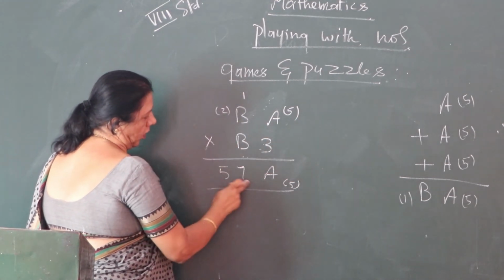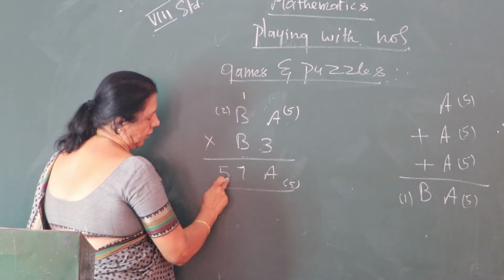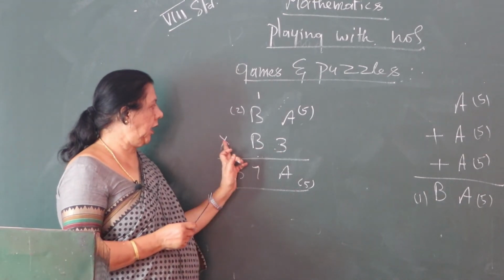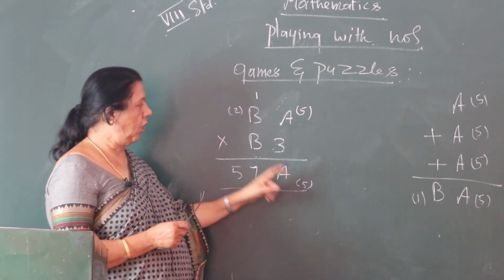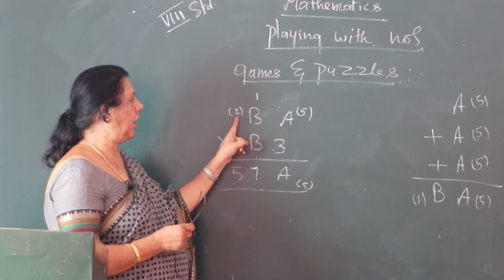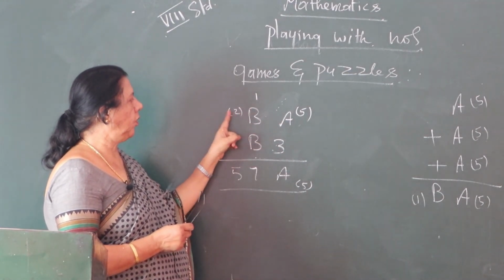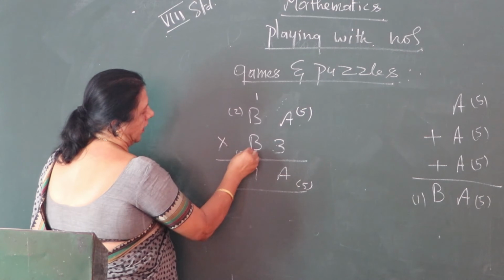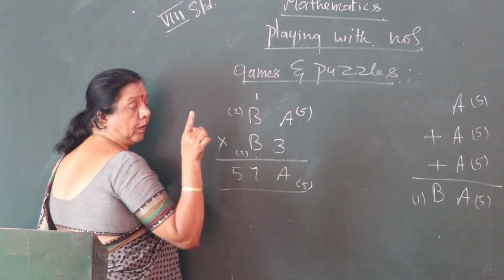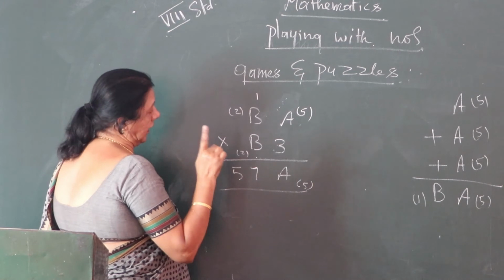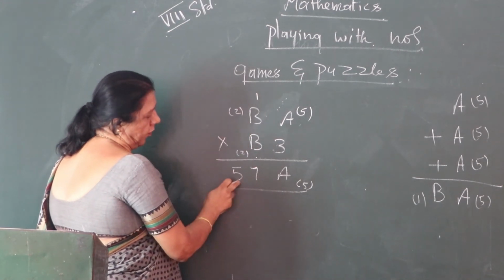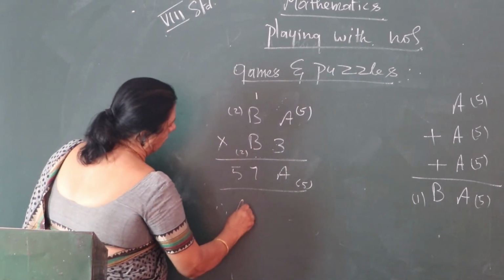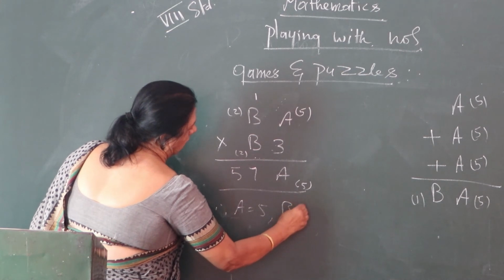Once again you multiply, you are getting 575. See here, first step, 3 into 5, 15. You are getting 1 carry. So here B value is 2. So 3 into 2, 6, plus 1, 7. Second step you come. Take it as 2. 2 into 5, 10, 0. Second step, 1 carry. 2 into 2, 4, 5. You are getting. So this is the way. Therefore, A is equal to 5, B is equal to 2.